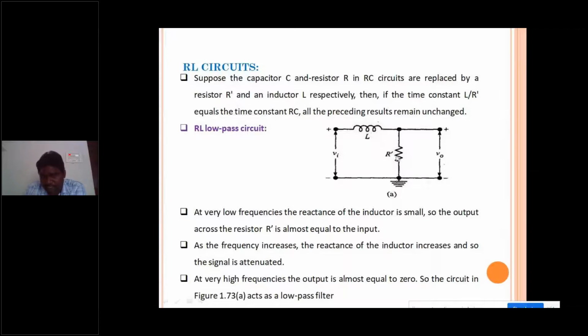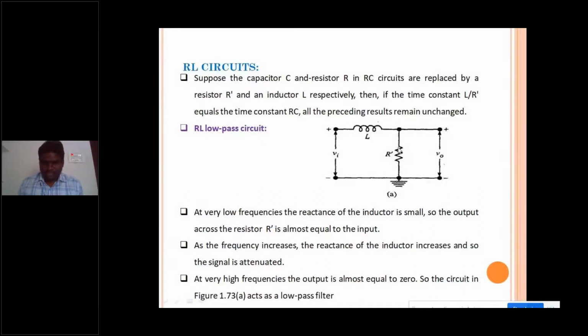So the components are called L and R dash, but they are actually R and C in the RC circuit. If you replace R with L and C with R dash, then it is called an RL low pass circuit. The RL low pass circuit is similar to the RC circuit, except the components are simply replaced here. The procedure of applying all the non-sinusoidal signals to this RL low pass circuit is similar to the RC low pass circuit. The only difference to note is the interchange of components. Resistance is replaced by L, capacitance is replaced by R.